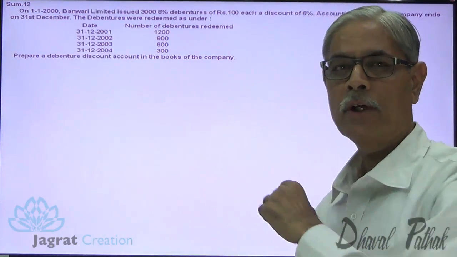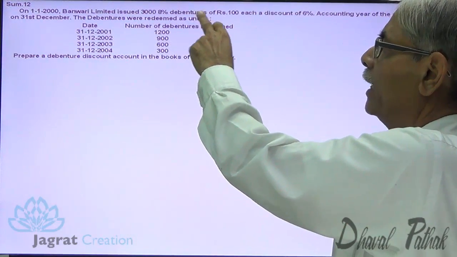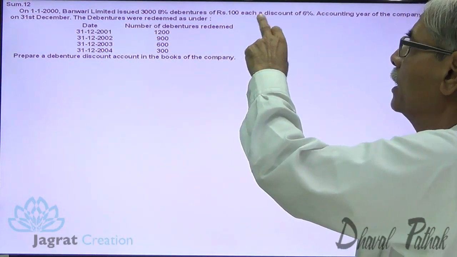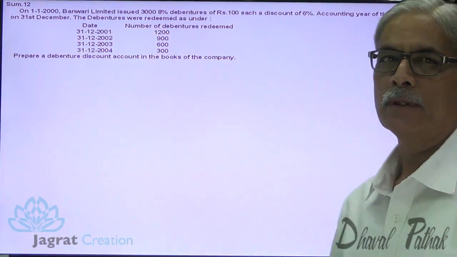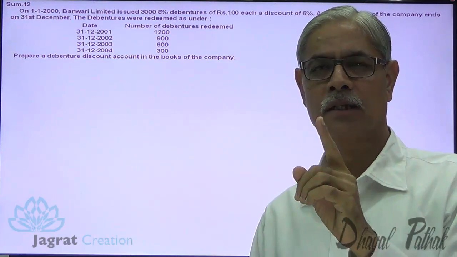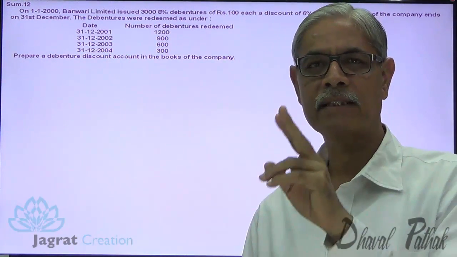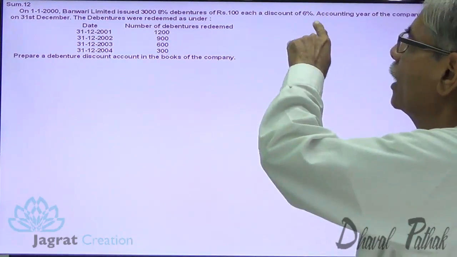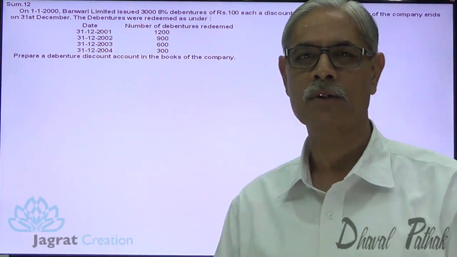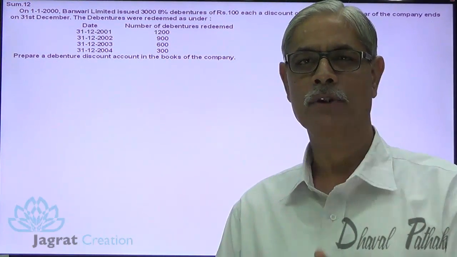On 1st of January 2000, Banbari Limited issued 3,000 8% debentures of rupees 100 each at a discount of 6%. So one debenture is of rupees 100, 6% discount, 6 rupees is the discount. The number of debentures issued are 3,000, so 3,000 into 6, 18,000 is the discount.